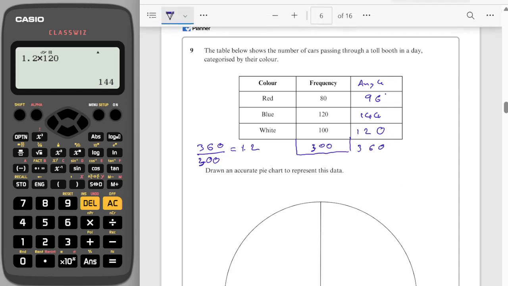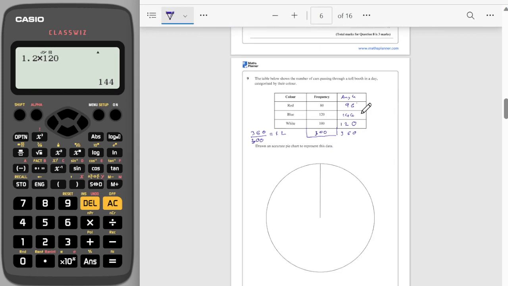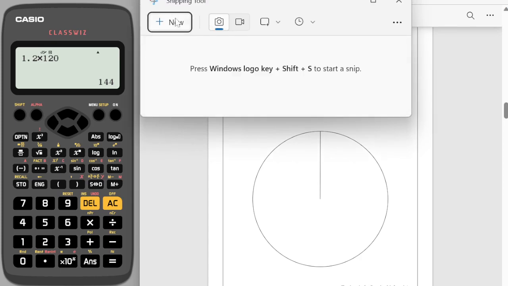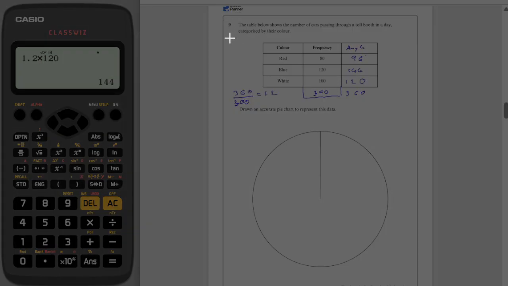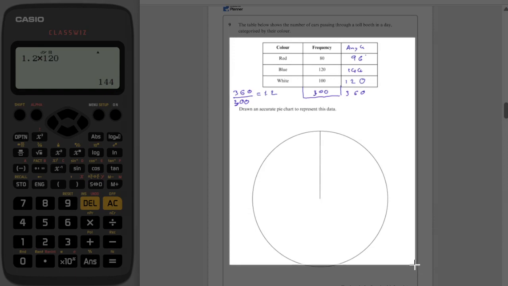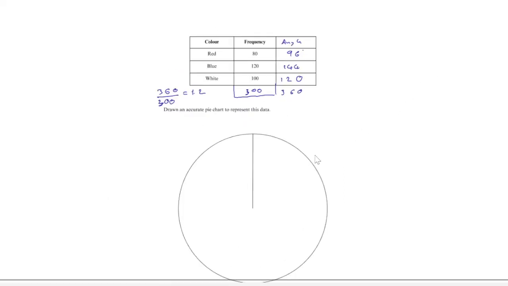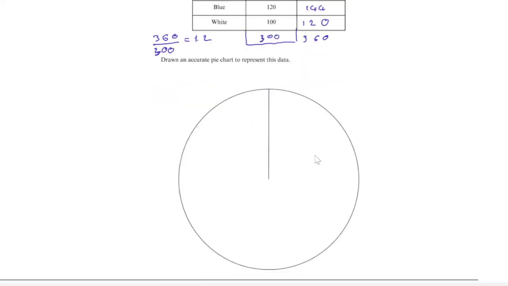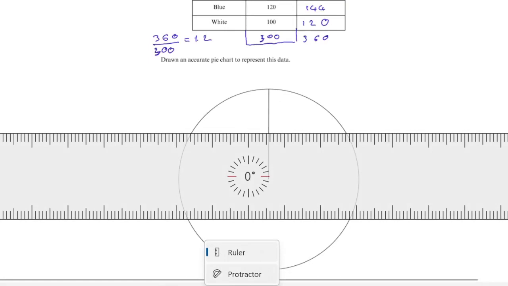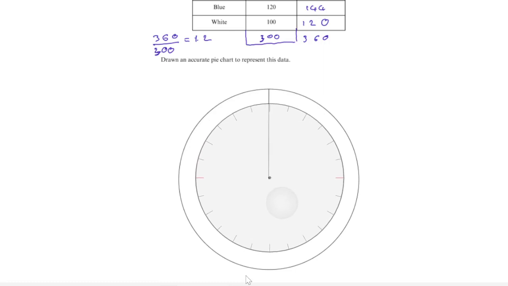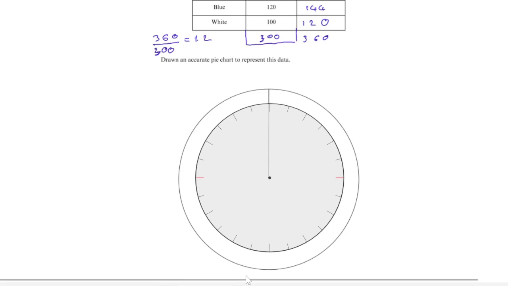Okay, so now I'm going to cut and paste this, I just want the table and my space to draw it. So hopefully this will work fine. Okay, so the way that we will need to do this is on my protractor, not my ruler. So I'm going to place my protractor on the center of my angle, and I'm going to start by measuring 96 degrees. So that's 90, that's 100, so 96 is going to be roughly there.